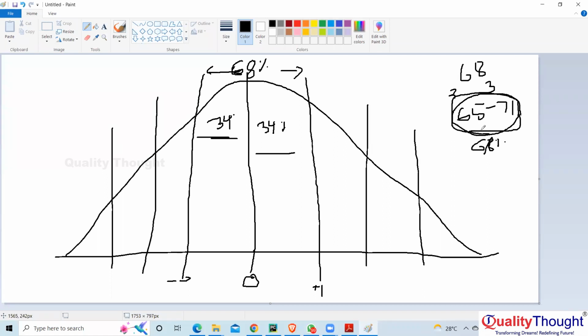Did you understand this? Then you go 1 more sigma this side on the left and 1 more sigma on the right. So this is 2 sigma. And what is the total area from here till here? 95%. Now, how much is this area then? Only this area? 95 minus 68, divided by 2.